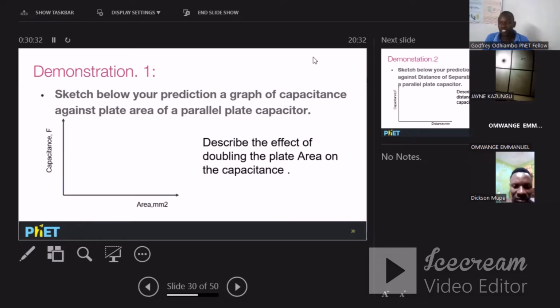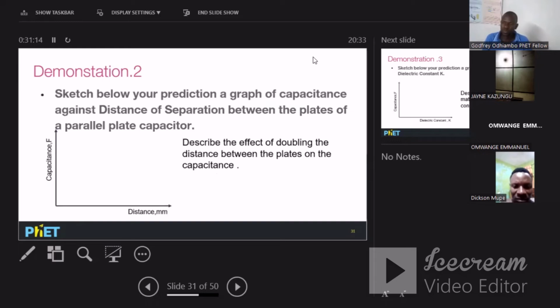So the first demonstration, there's a question given to the students. The student is asked to sketch below your prediction on a graph of capacitance against the plate area of a parallel plate capacitor. So the students will give a prediction. They will share in groups of 3, and then they will present their prediction. There's a follow-up question which the teacher will also ask. Example is, describe the effect of doubling the plate area on the capacitance.